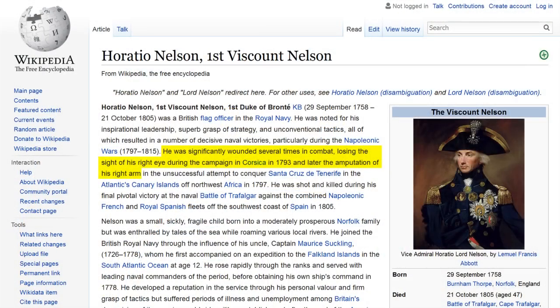We talked about Horatio Nelson, how he was significantly wounded several times in combat, losing the sight of his right eye during the campaign in Corsica in 1793, and later the amputation of his right arm.